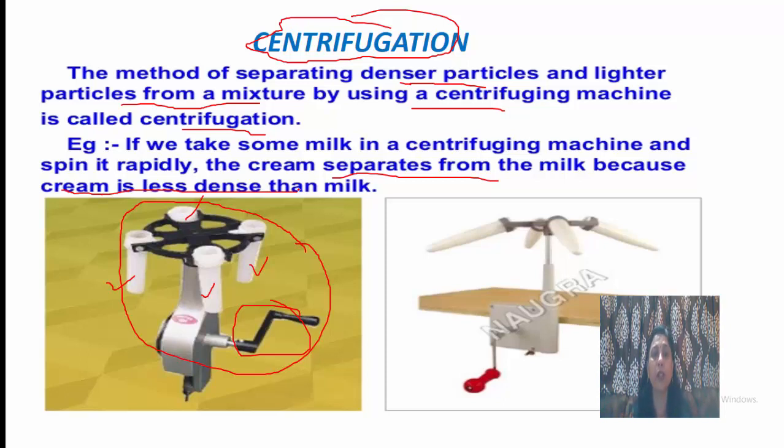And the filtration process is a slow process. This centrifugation is a quick process. We can separate the mixture. Okay. Now in dairies, milk dairies, cream is separated from the milk, and the milk which is left after the separation of cream is known as skimmed milk.